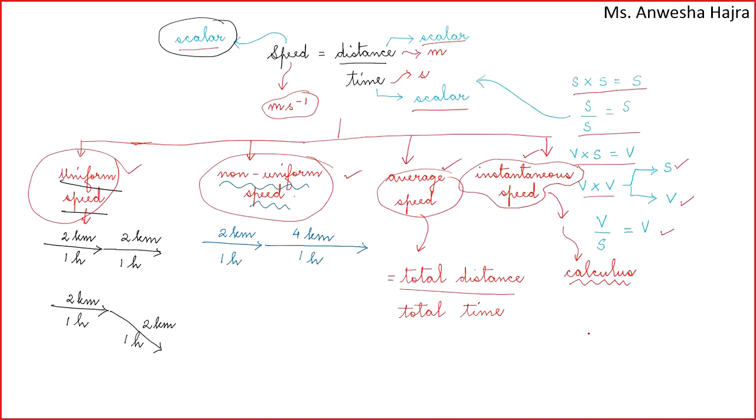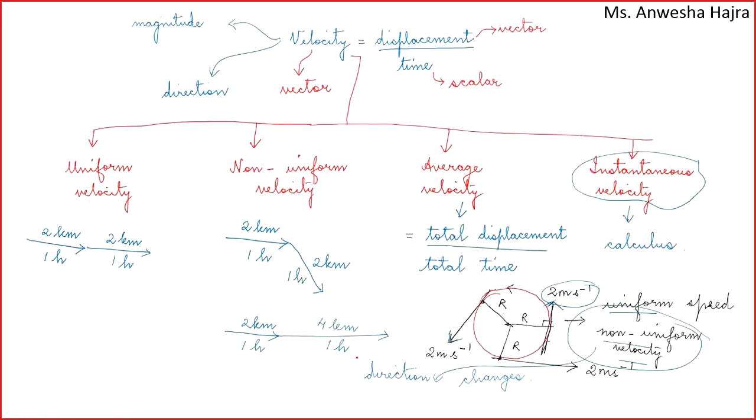In speed, as speed is a scalar quantity, direction is not important. So even if you move 2 km in 1 hour and change the direction, that will come under uniform speed. Next we went on to velocity is displacement by time. Displacement was vector, time was scalar. So vector by scalar we know is vector. So velocity was vector. It had two things, magnitude as well as direction.